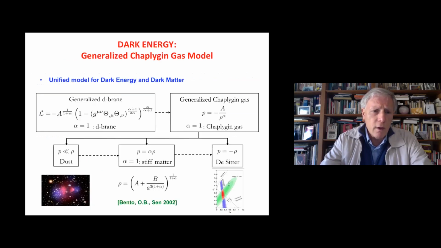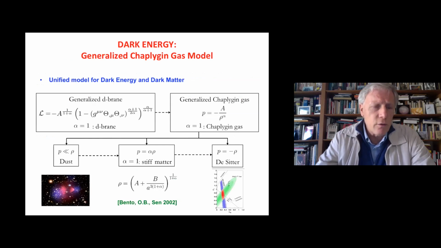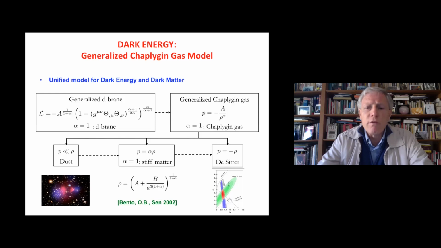So let's say something about dark energy. As you know, this has to do with the accelerated expansion of the universe, and there are several ideas about it. One that I'm very keen on is synthesized by this equation of state, the so-called generalized Chaplygin gas equation of state.